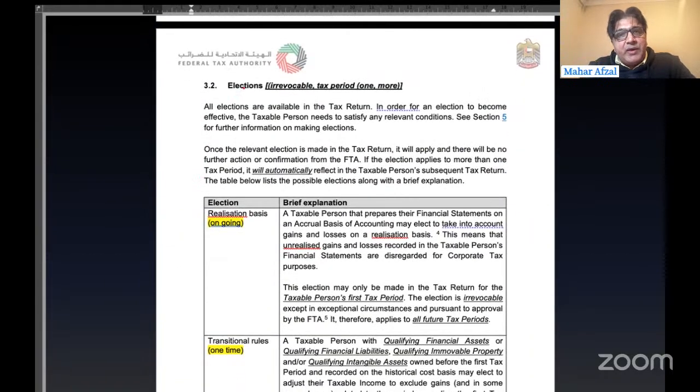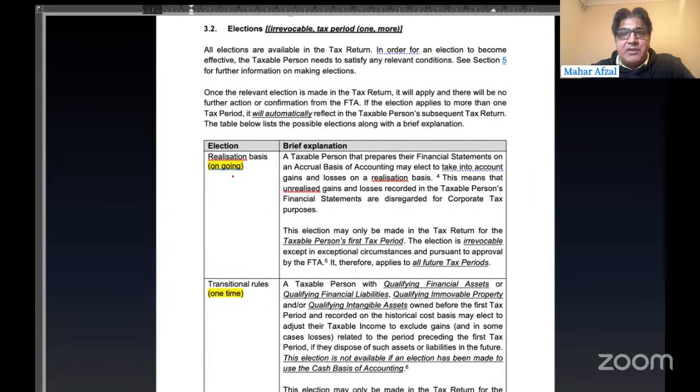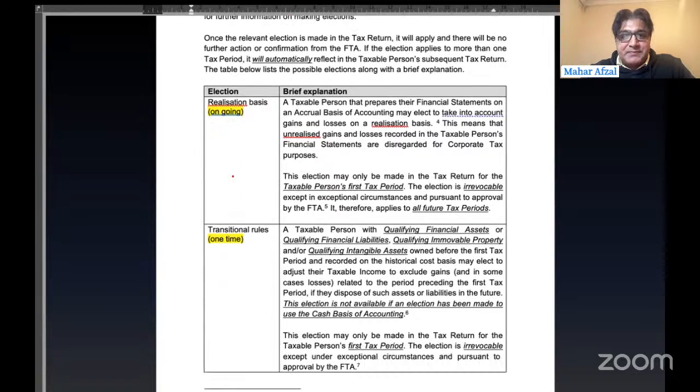Elections, as Faiza has already mentioned, some elections are irrevocable. And regarding the tax period, some cover the current tax period, one tax period, or multiple tax periods, and you need to look into the impact of those elections on your taxable income. Like the realization basis, you need to opt for it one time and it will continue in the future as well, but you need to opt for it in your first tax period.